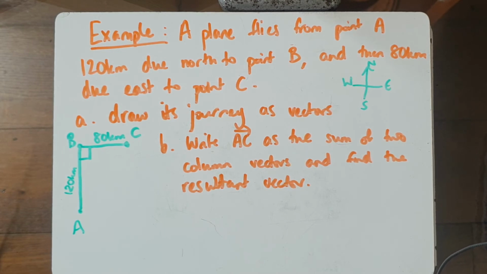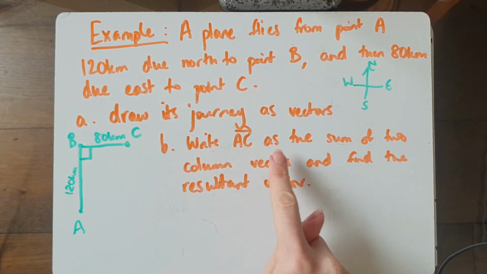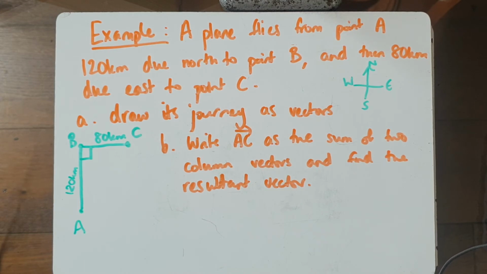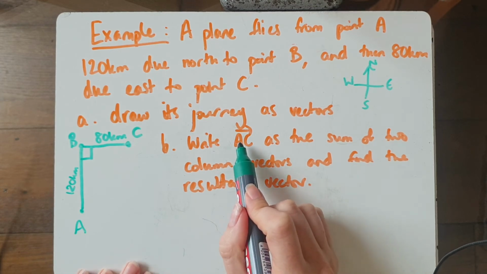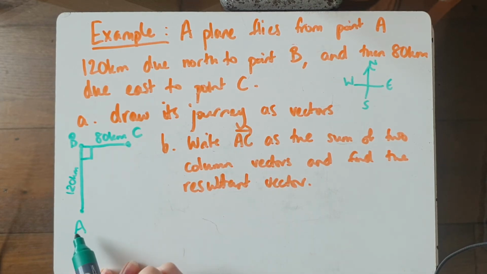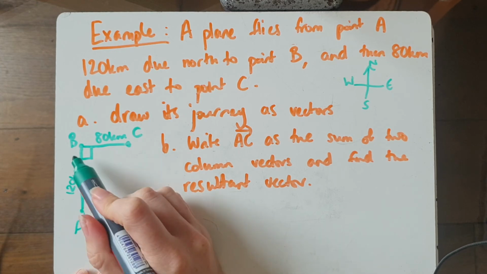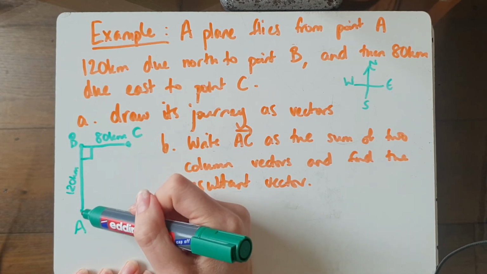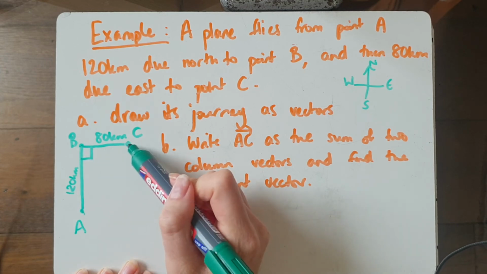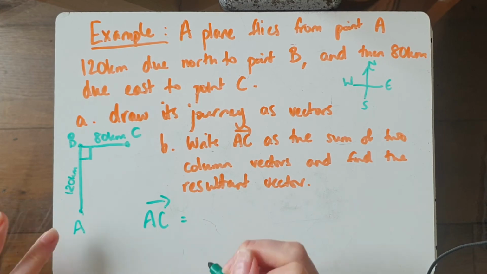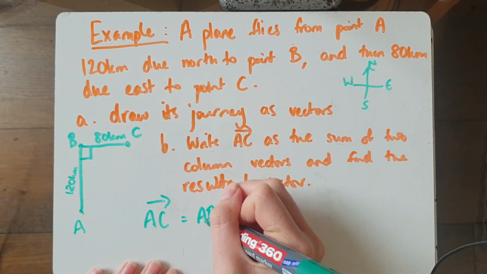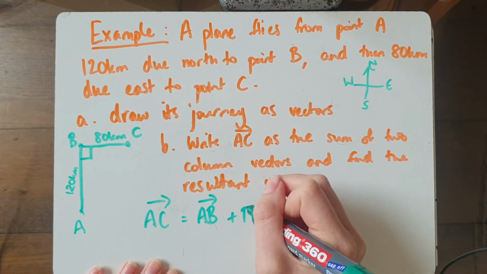For part B, we're going to write the vector AC as the sum of two column vectors, and we're going to find the resultant vector. So this is using what you learn in the adding and subtracting vectors lesson. Now, this means we're getting from A to C, but we have to use, like we did in the last 2 lessons, the moves that we have available. We can only go from A to B and then B to C. So if we want to do the vector A to C, we're going to have to go from A to B first, and then we're going to have to add on B to C.